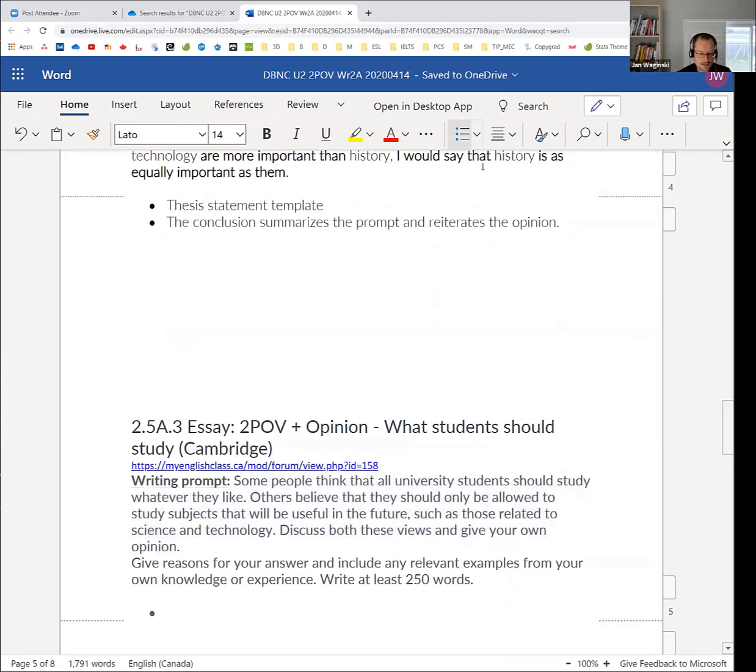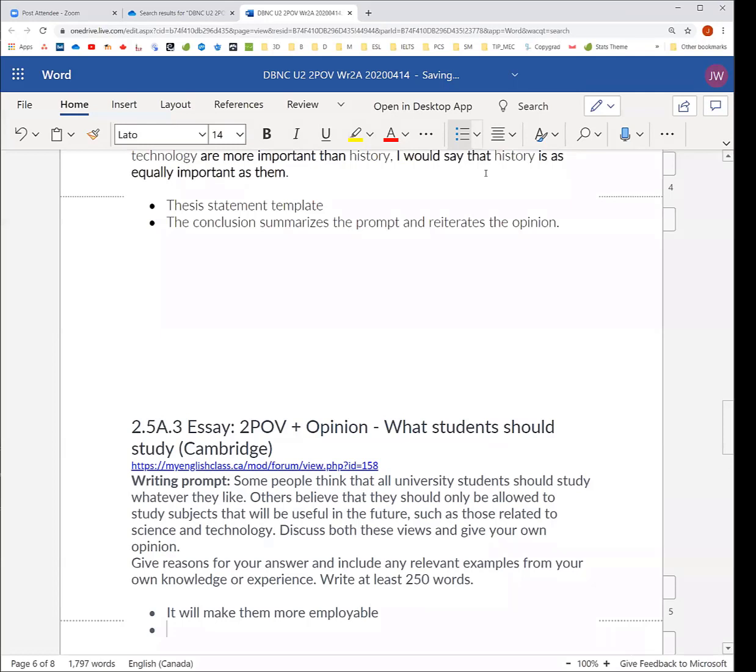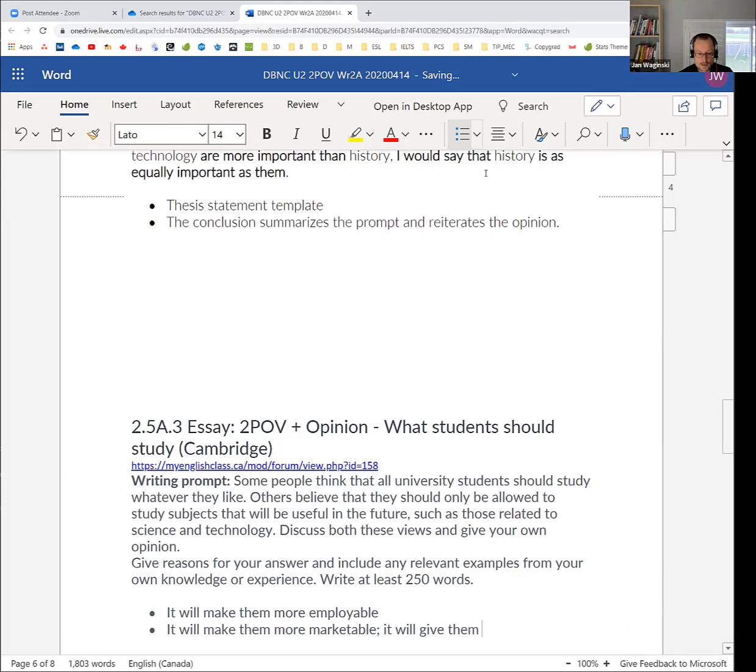Yeah, so we'll say it will make them more employable. Okay. So that's a good word. It will make them more, another word you could use is marketable. Marketable. Employable. Okay. Or you can say it will give them marketable skills. Okay.